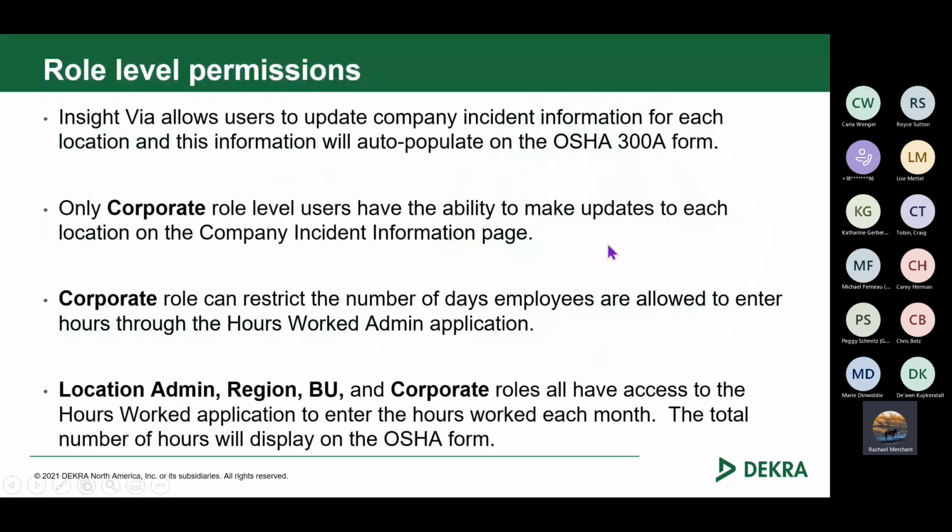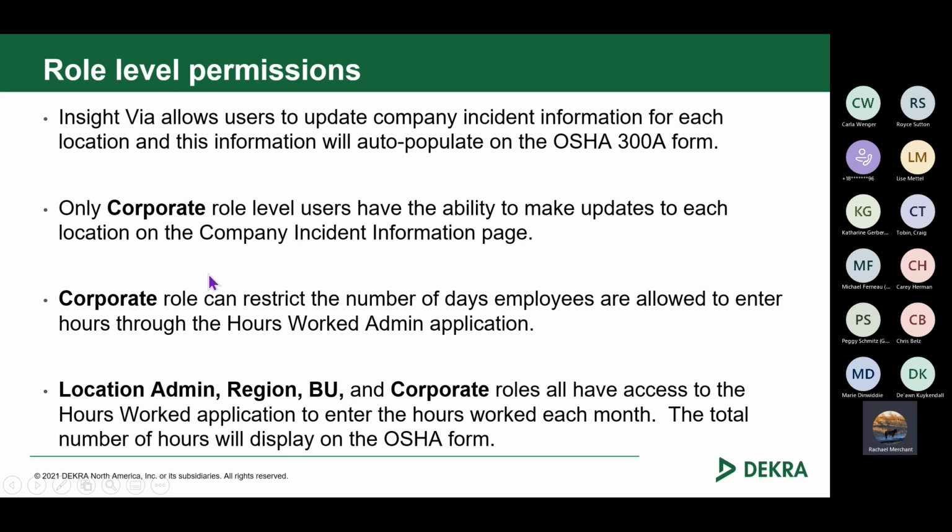As you know, Insight VIA is a role-level based system, so it allows users to update the company incident information for each location, and this is going to auto-populate when you hit print on the OSHA forms. Today, we're mainly reaching out to the location admin and higher role levels, as they will be the only ones that have access to the hours worked application and company incident info. Now, only corporate role level users will be able to get into the incident reporting admin side and view and update the company incident information page.